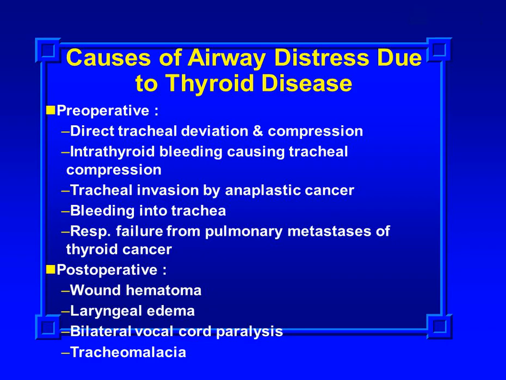Causes of airway distress due to thyroid disease. Preoperative: direct tracheal deviation and compression. Intrathyroid bleeding causing tracheal compression. Tracheal invasion by anaplastic cancer. Bleeding into trachea. Respiratory failure from pulmonary metastases of thyroid cancer. Postoperative: wound hematoma. Laryngeal edema. Bilateral vocal cord paralysis. Tracheomalacia.